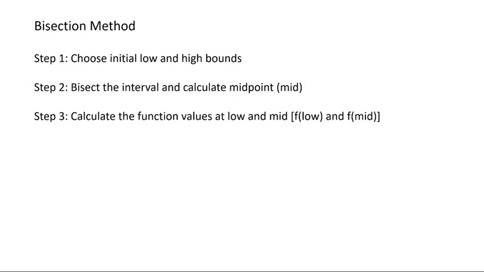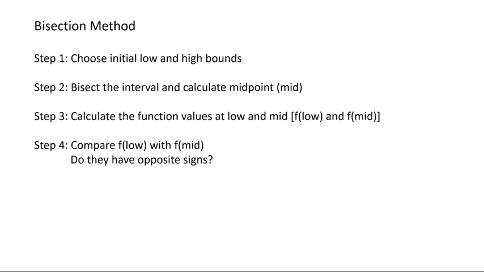Calculate the function values at the low and the mid. We call that f low and f mid. All we really need are the signs. We compare the signs of f low with f mid. If they have opposite signs, that means that the solution is found in the left half of our interval. In that case, the new high for the next interval is the old mid. So we're zooming in on the left half.